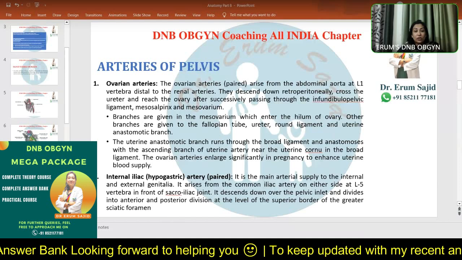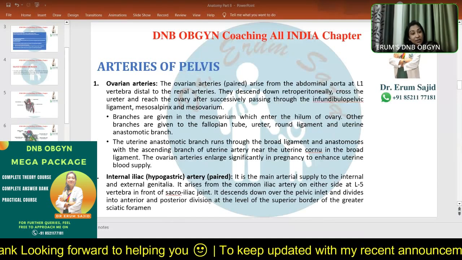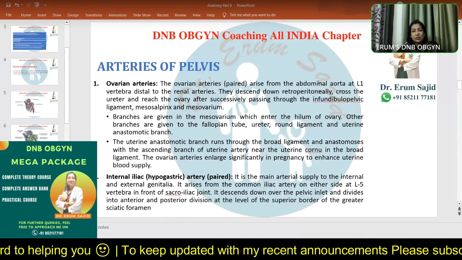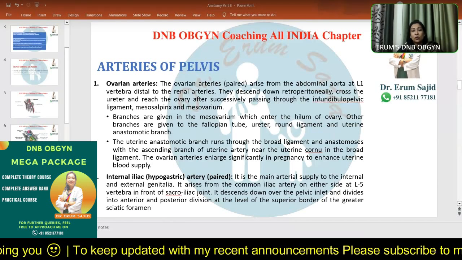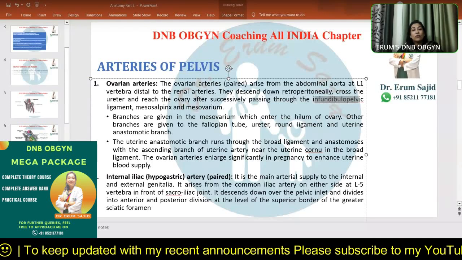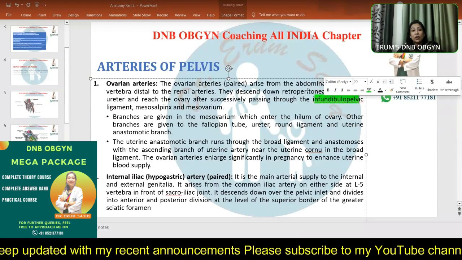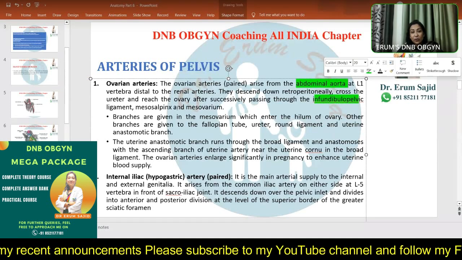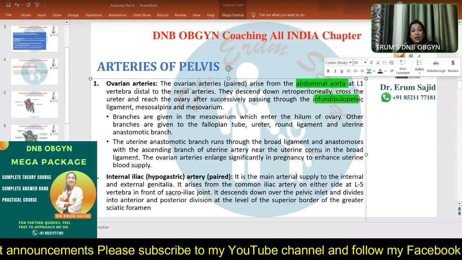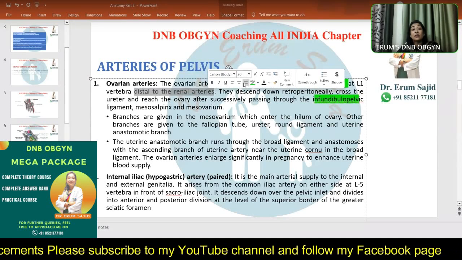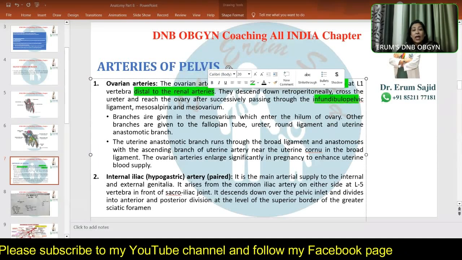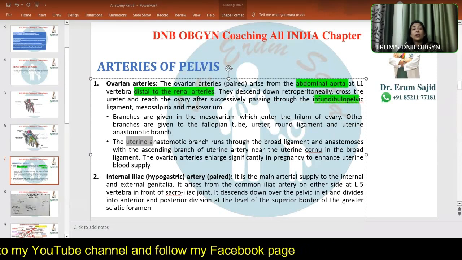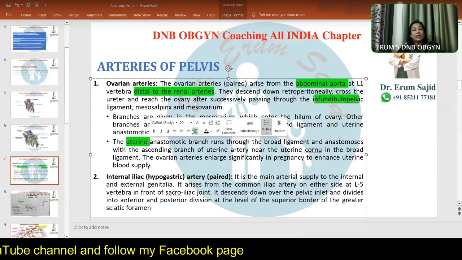So, ovarian artery, very, very important. Before I get on to the internal iliac artery, I wanted to talk a little bit about the ovarian artery. We've already spoken about the infundibulopelvic ligament. We've talked about it being a direct branch of the abdominal aorta. Here it is. At the level of L1, it gives away this branch, and it's distal to the renal arteries. That's very, very important, because even renal arteries are direct branches. It anastomoses with the uterine artery. That's also going to come very soon in the lecture too.